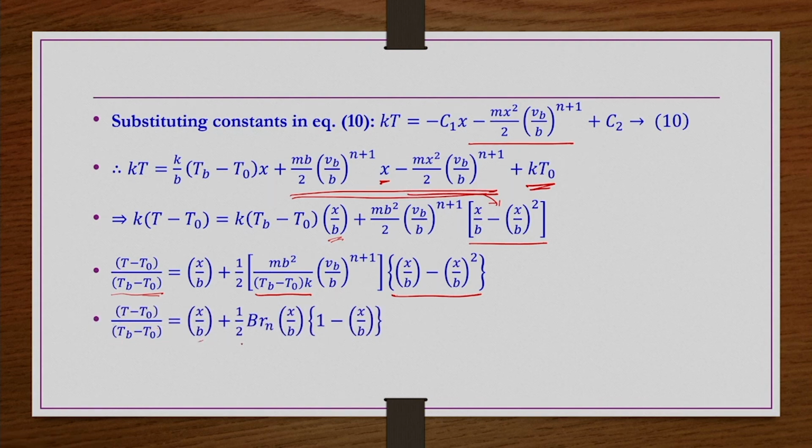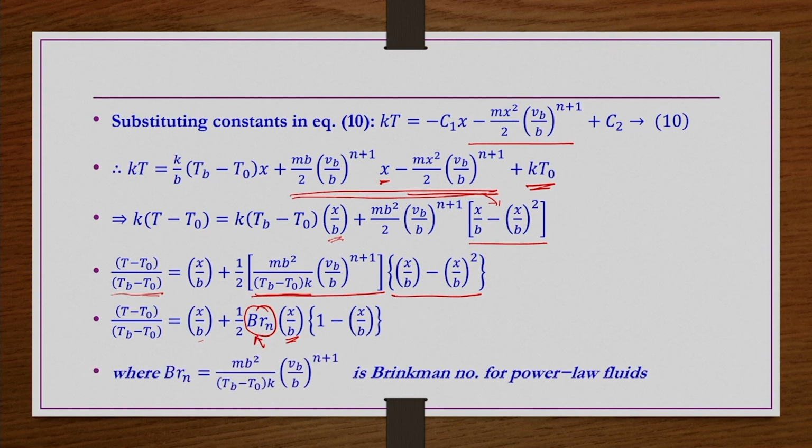naught is equal to x by b plus 1 by 2, whatever the term that is there within the parenthesis, this we are calling Brn, and then from these two terms we are taking x by b common. So, multiplied by 1 minus x by b we are having. Now here this Brn is nothing but the Brinkman number for the case of power law fluids.